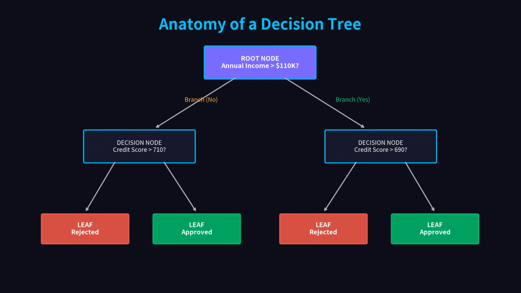The root node is the topmost node representing the initial split of the complete dataset. A branch represents an outcome of a decision, yes or no, and leads to another node. A decision node is any subsequent node where the data is divided again. A leaf node is a terminal node that provides the final prediction. At a classification leaf, we look at the proportion of each class. The majority class becomes the prediction.